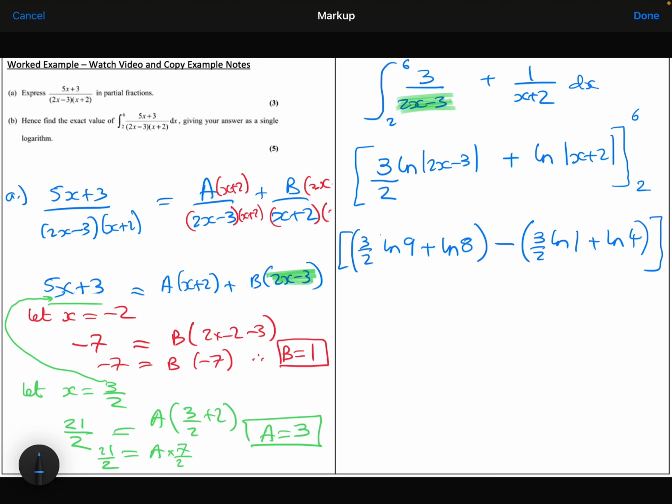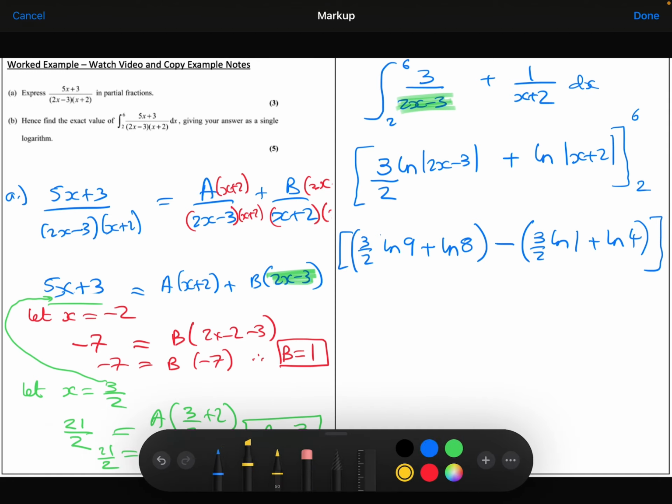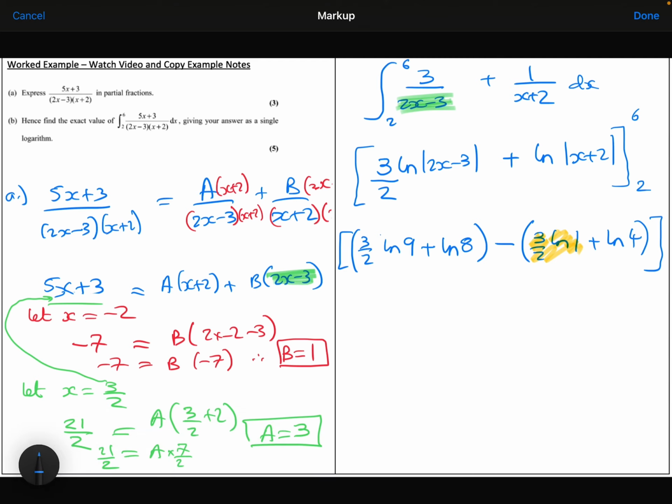Now, one thing to note at this stage, ln 1 is just 0. So all of that term there will be 0, and I don't need to worry about that. What else have we got here? We've got the 3 over 2 ln 9. Now I can write 9 as 3 squared, which will be helpful in a minute because I can then move that 2 to the front. ln 8, well, I can write 8 as 2 cubed. And then I've got a minus ln 4, and the 4 I can write as 2 squared.